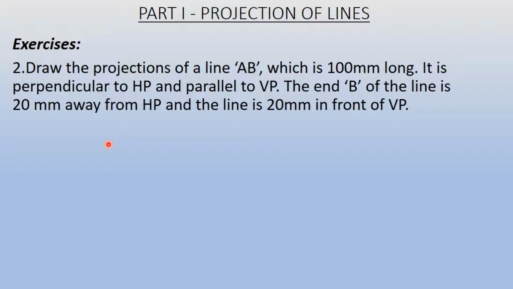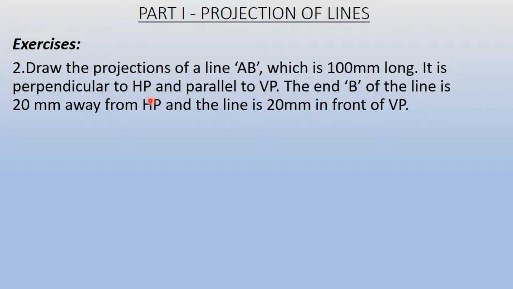This is exercise number 2. Draw the projections of a line AB which is 100 mm long. It is perpendicular to the horizontal plane and parallel to the vertical plane. The end B of the line is 20 mm away from HP and the line is 20 mm in front of VP. So clearly it is a line with two ends A and B, 100 mm long.